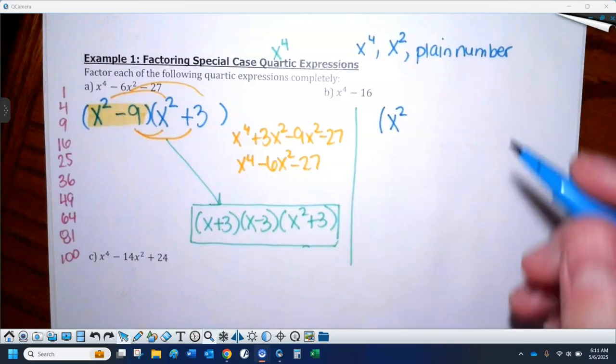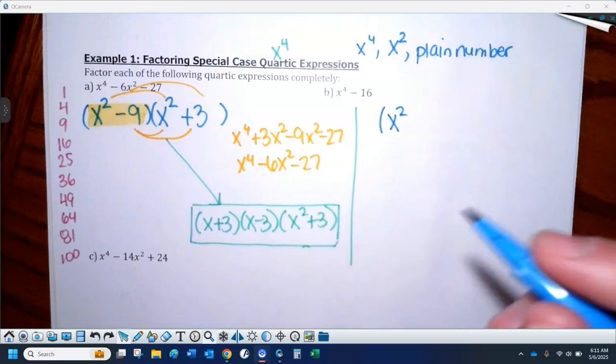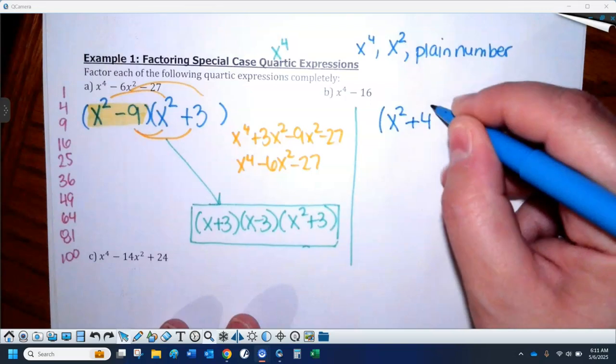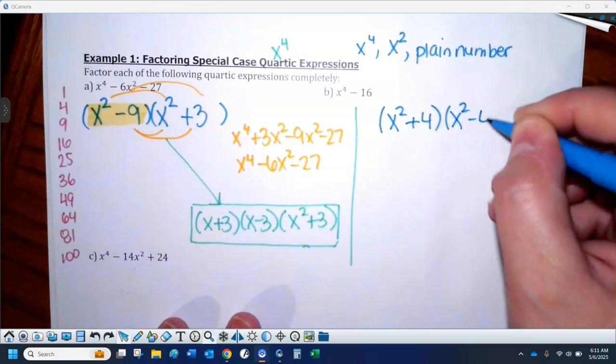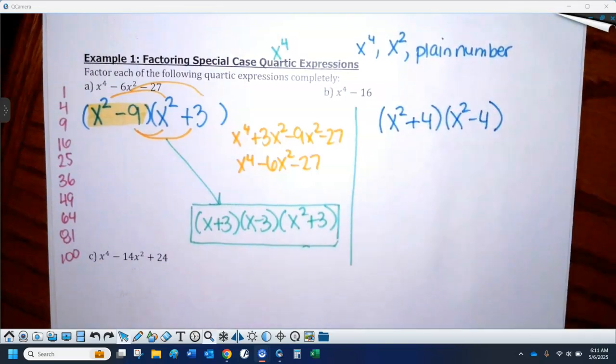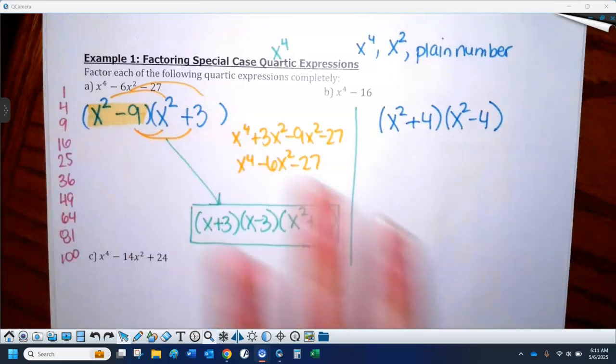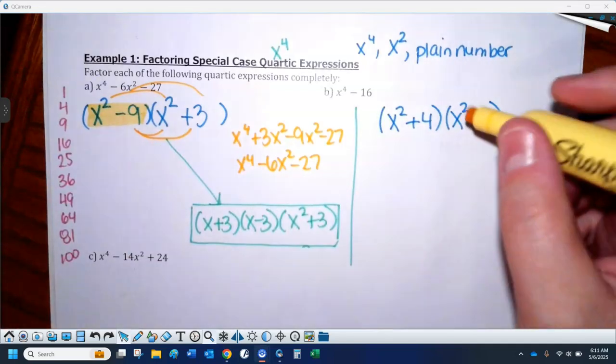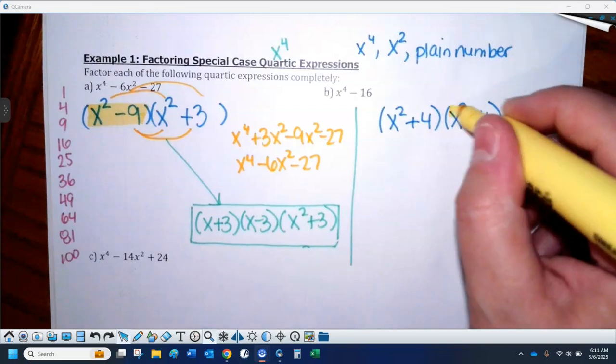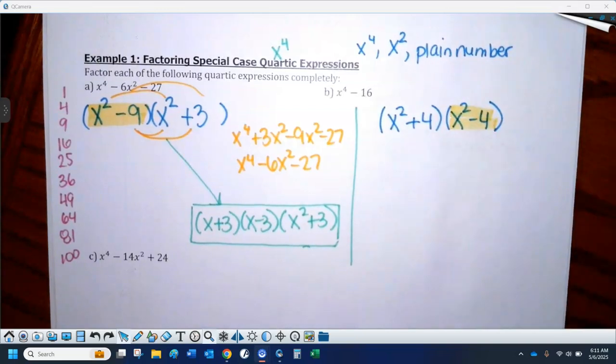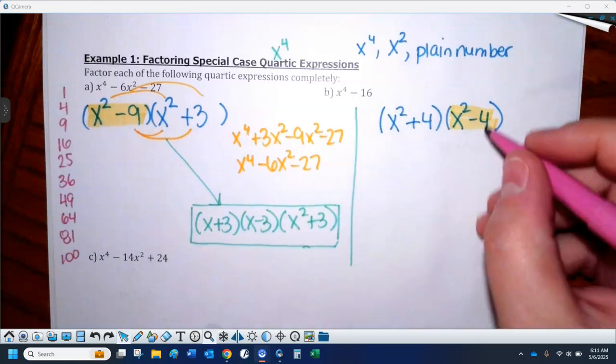And then it's multiply to get negative 16, add to get 0. So one is a plus 4, and one is a minus 4. Okay, now, never with a plus, but you'll notice there's my list of perfect squares right there. 4's on that list, so this is a difference of squares. So this guy can factor a little bit more.